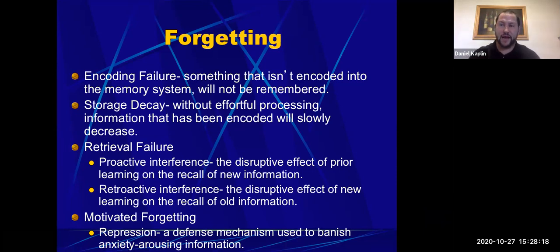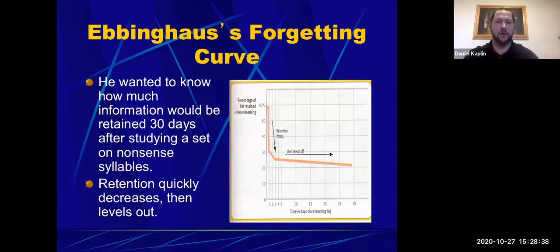There's another factor here called motivated forgetting. There are some times that we experience something that's traumatizing and we don't want to deal with it. So we can repress it or suppress it, which is taking that memory and pushing it beneath the surface so we don't have to deal with the anxiety around it. Now, this is Hermann Ebbinghaus. Just like we did a relearning curve, he had a forgetting curve.